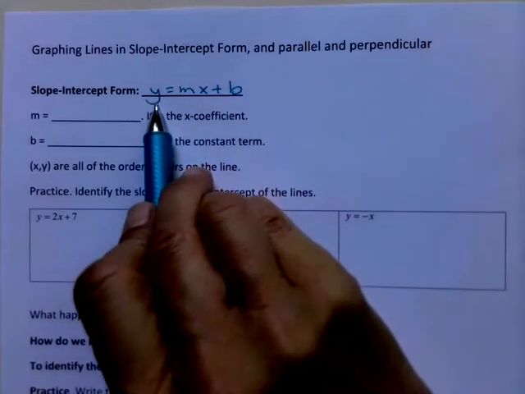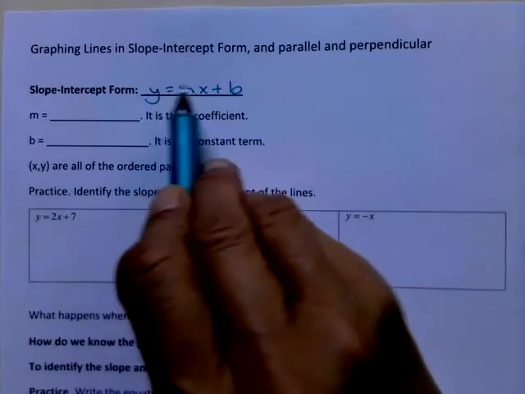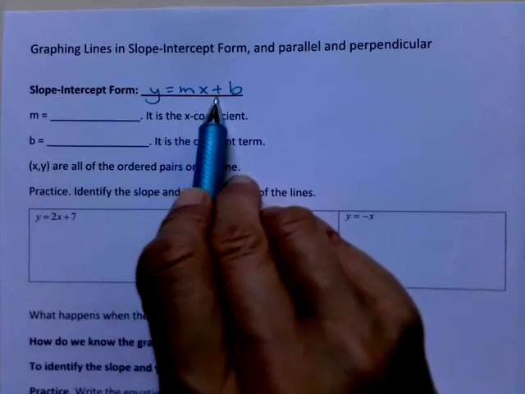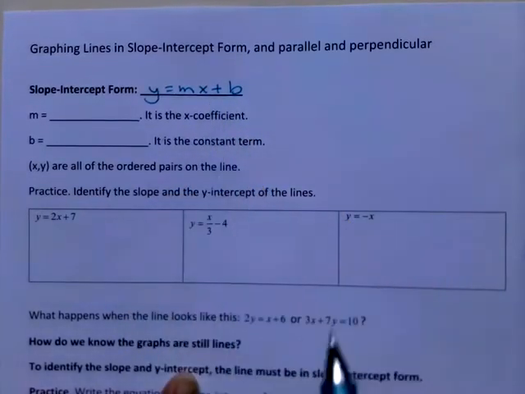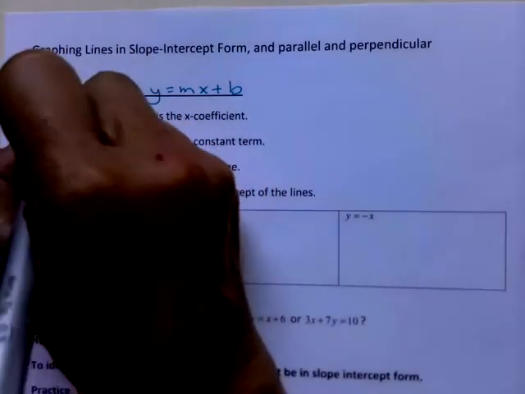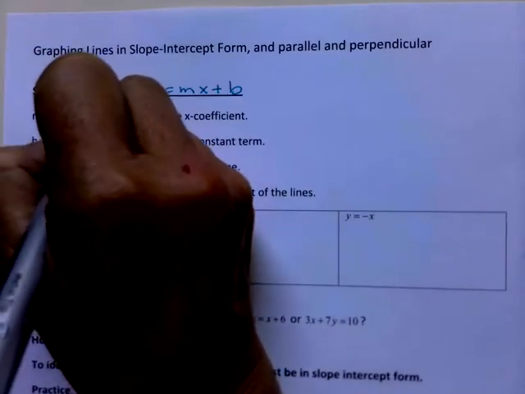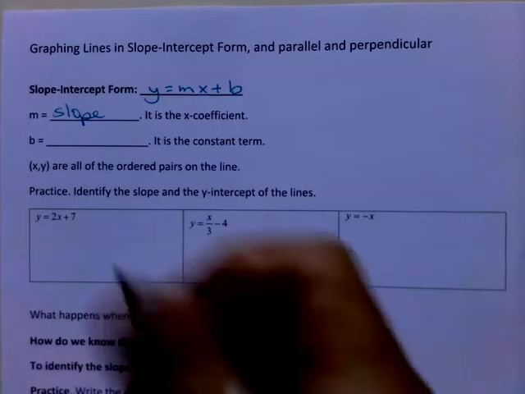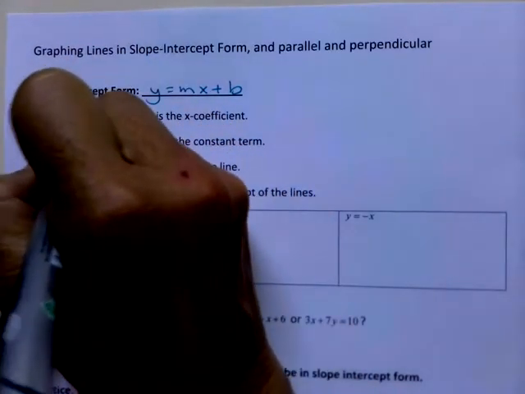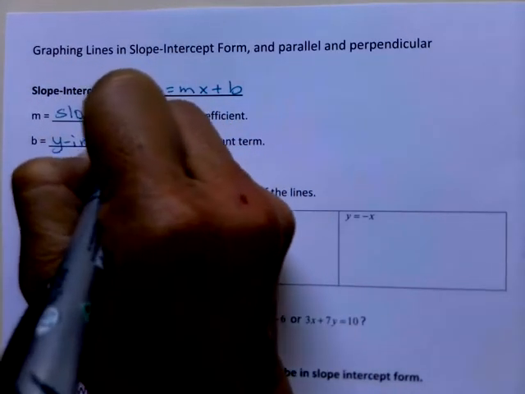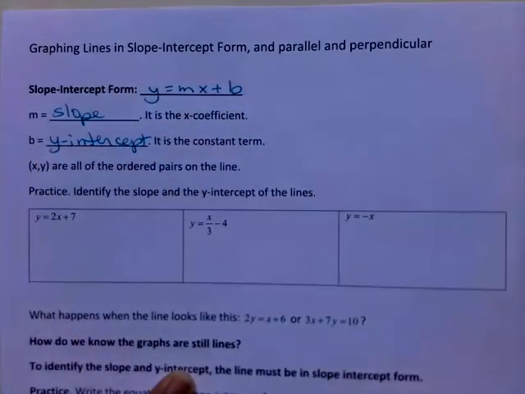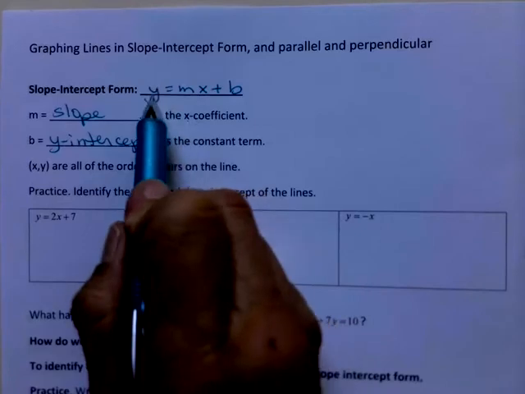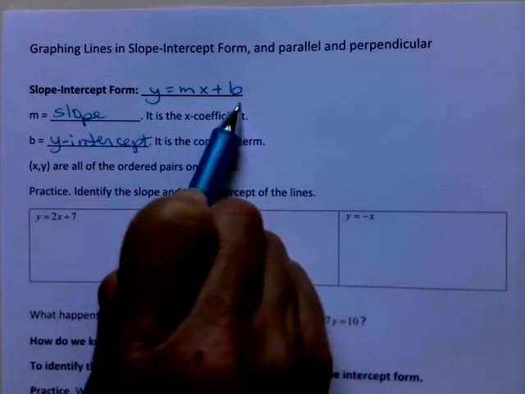The y's all by itself on one side of the equal sign, and then you have the x coefficient, x plus or minus, and then a constant term. So m is the slope, the rise over run for your line, and b is the y-intercept.